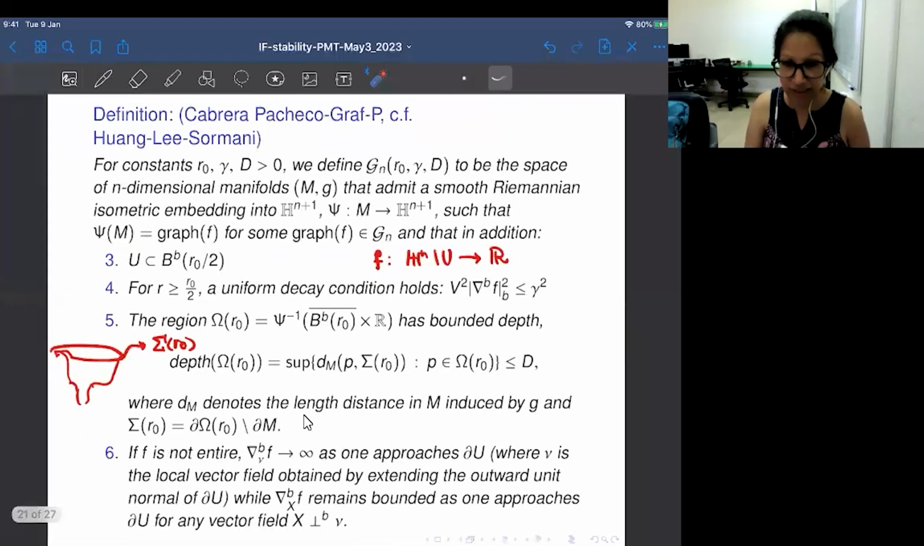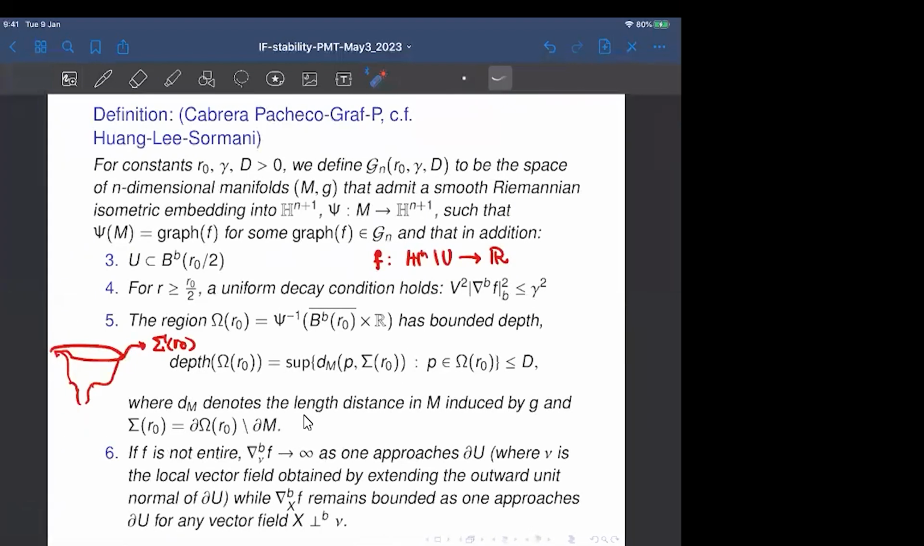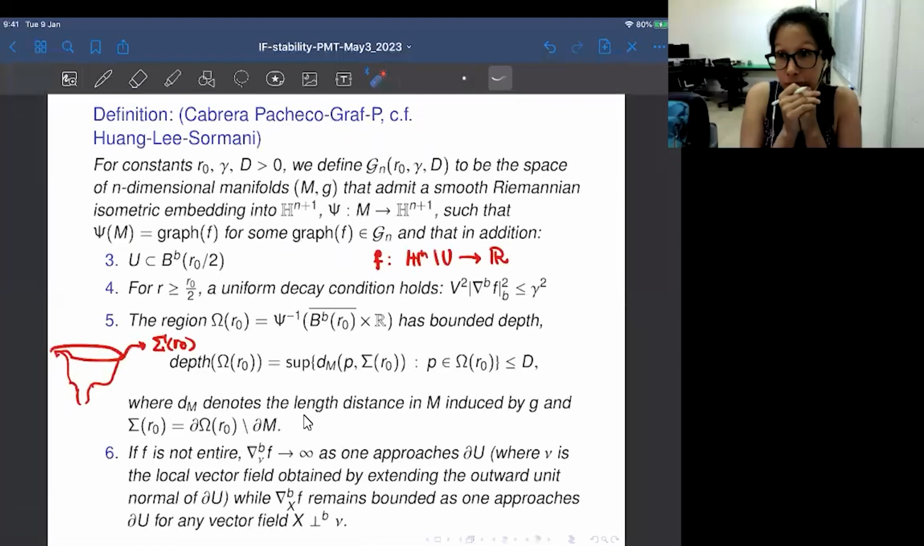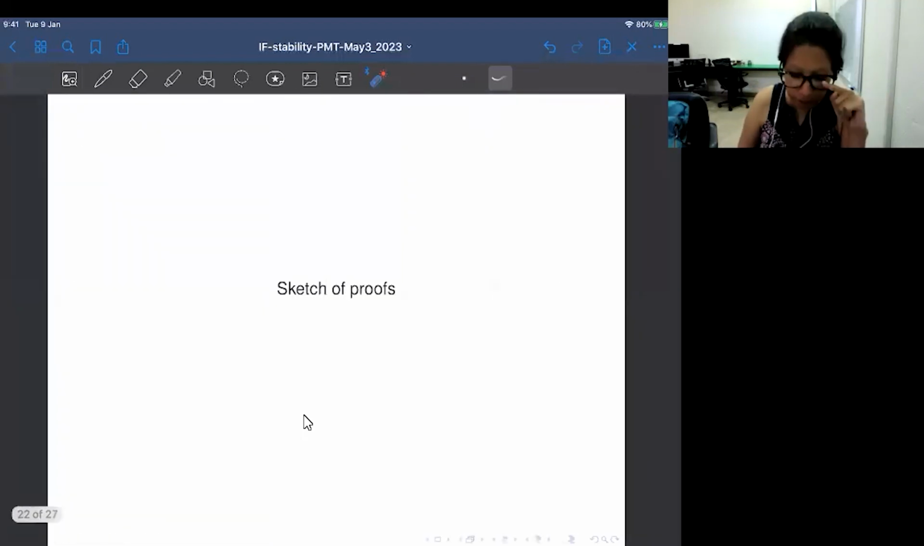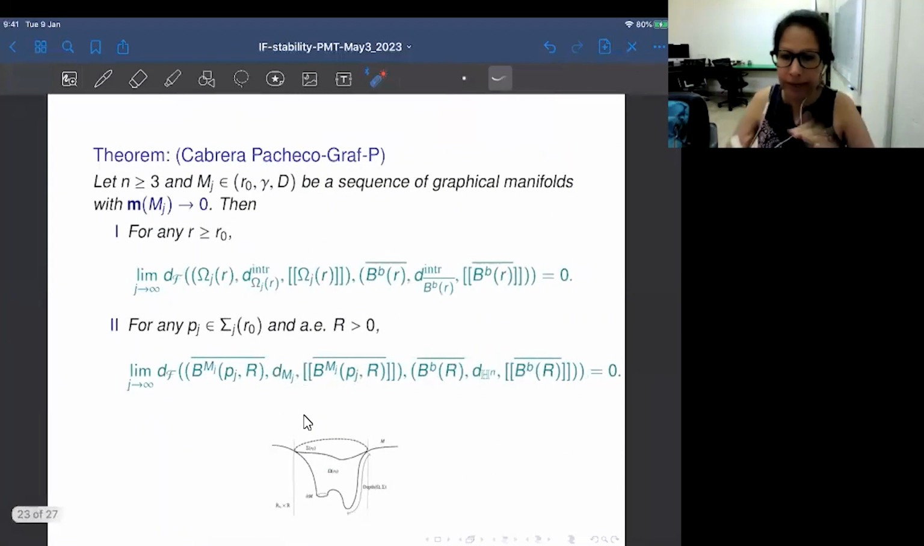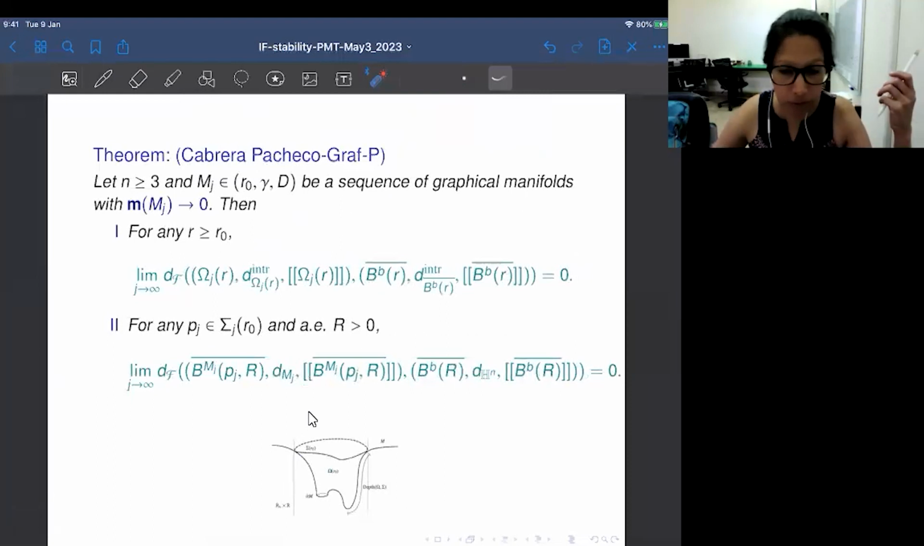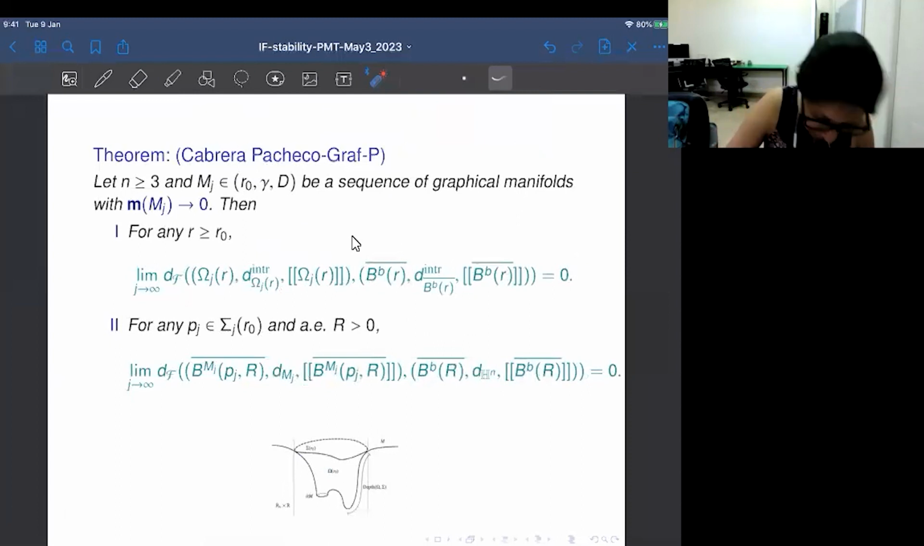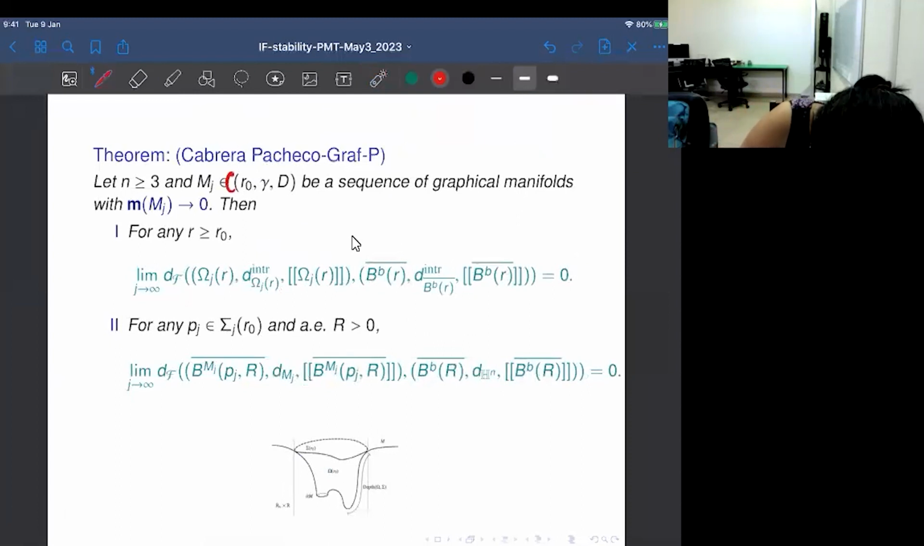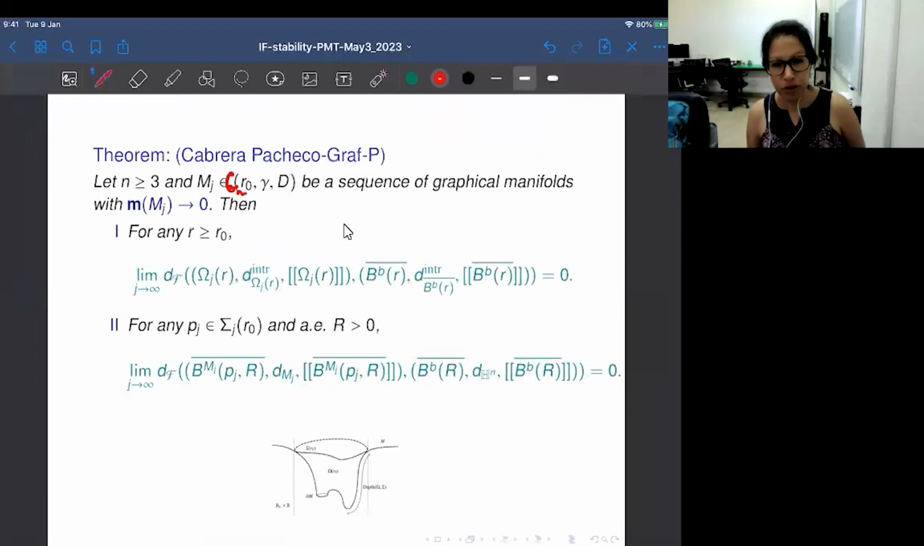So that's the class. Are there any questions about the class? I think it's clear. Okay. So now let me tell you how the proofs go. And before how the proofs go, I remind you of the theorems that we want to prove. Oh, and here the G is missing. So I have a sequence of manifolds in this class that I just defined, and the mass is converging to 0.